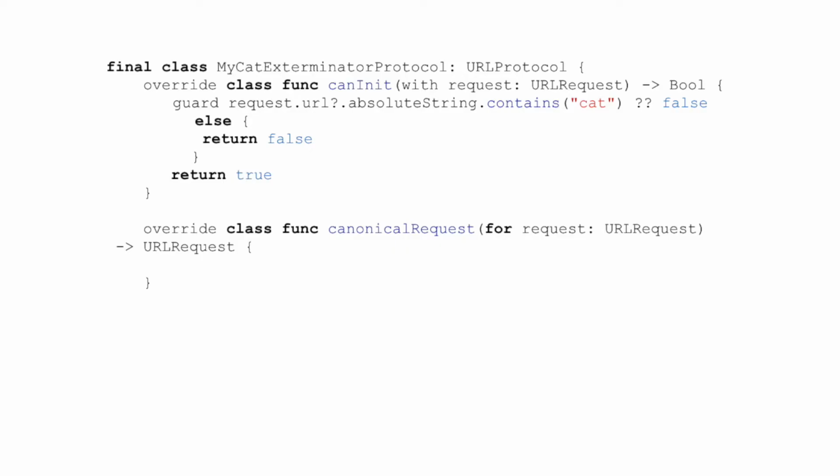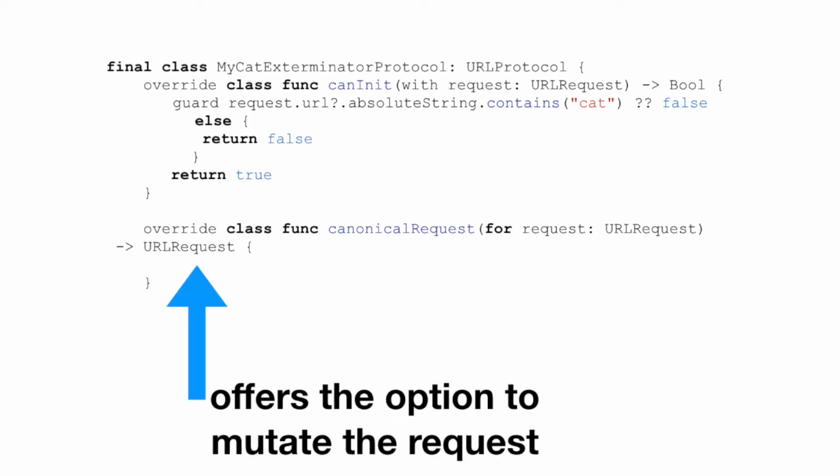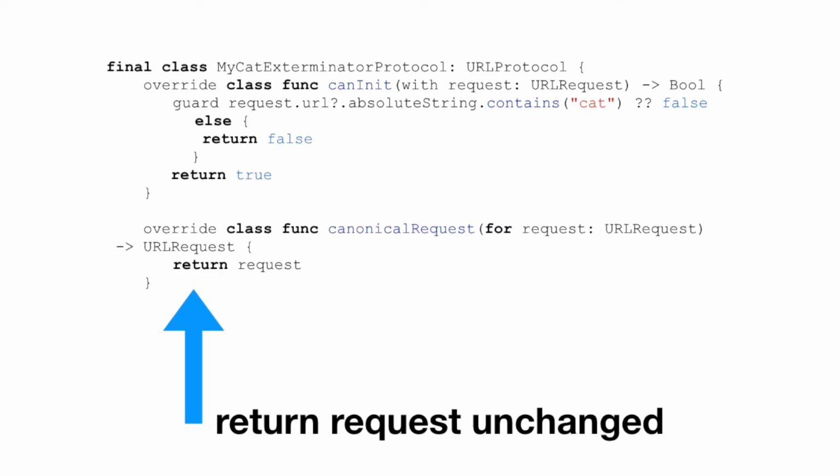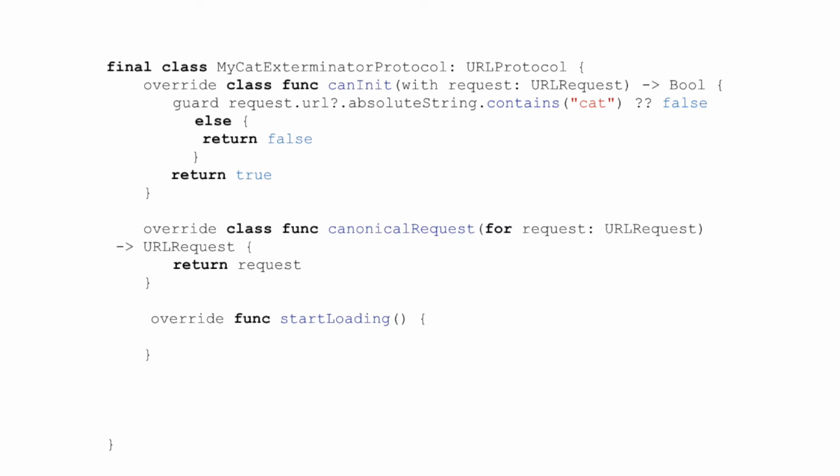And then the second one is the canonicalRequest for request, and this gives us the opportunity to modify the request in any way we see fit before actually doing the loading, but we're just going to send it right back up, unmodified. And then this is the most important method. The actual loading has to occur.